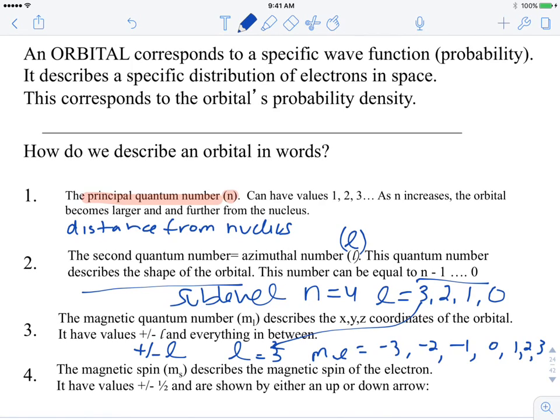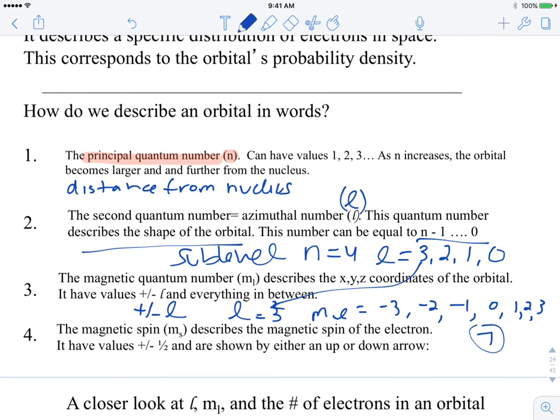And so when I look at this and I say, all right, well, how many different orbitals are there? Well, 1, 2, 3, 4, 5, 6, 7 orbitals. And the last number is called the magnetic spin. The magnetic spin is telling me about the electron spin. And it can either be an up arrow for an electron spinning at +1/2, or -1/2 for an electron spinning down. Those are my two possibilities for my magnetic spin.